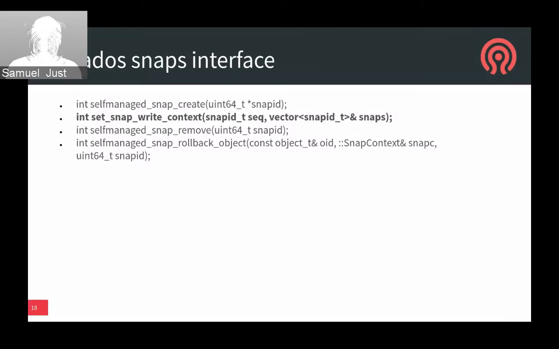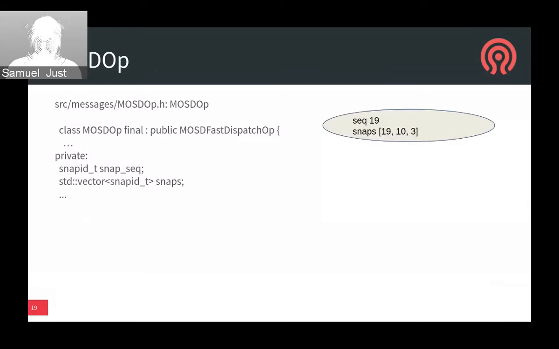The second important piece here is the set snap write context. So this state in the client here, sequence 19, snaps 19, 10, 3. This is the snap write context. If you have a look at the MOSDOp message that gets sent from the clients to the replicas, right? There are 2 fields here. Snap sequence, corresponding to this seq 19, and snaps, corresponding to this 19, 10, 3. This is the mechanism by which the OSD learns what snapshots have happened on an object since the last time a write was served on that object.